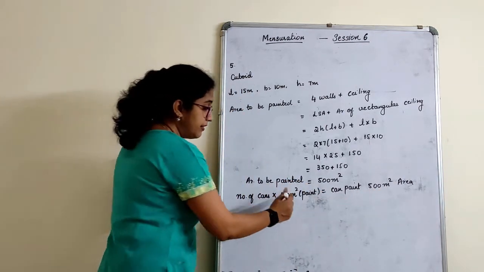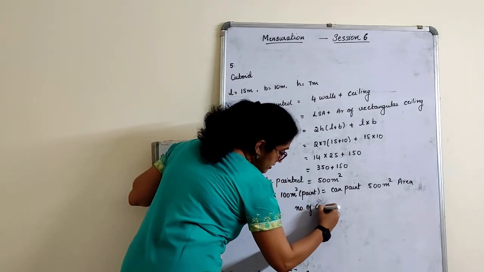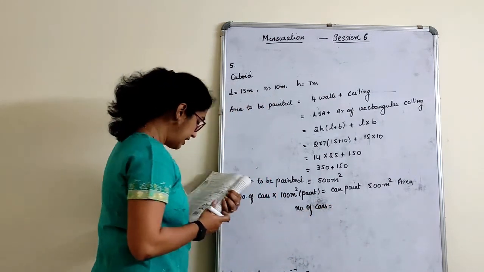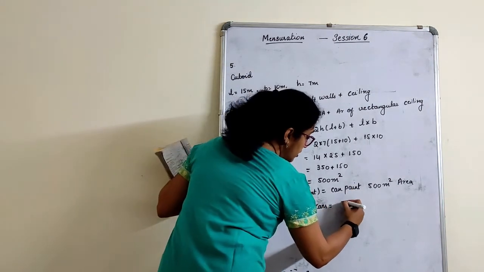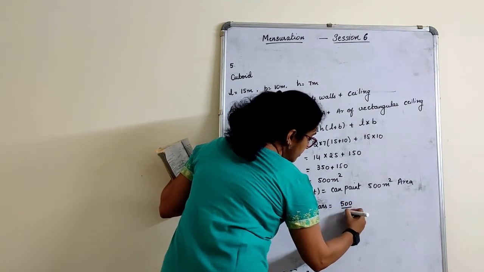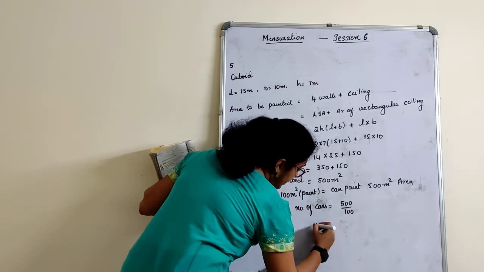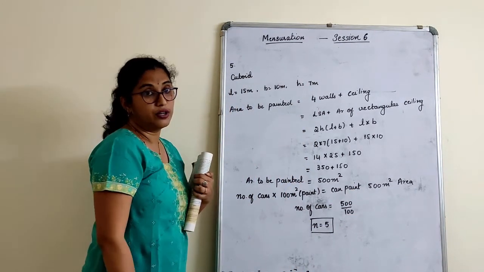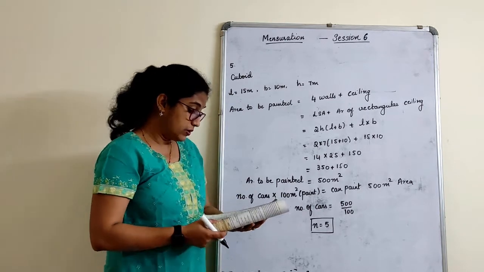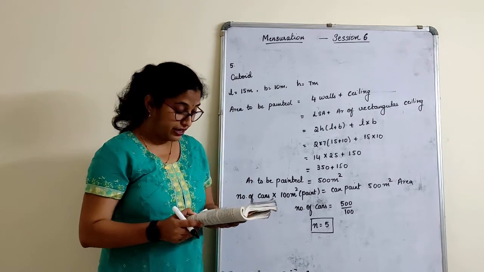Correct, no? Therefore, n, the number of cans, is equal to 500 divided by 100. So n is equal to 5. Remember this, this is always what we have to do. So the number of cans required here to paint 500 meters square area is 5.